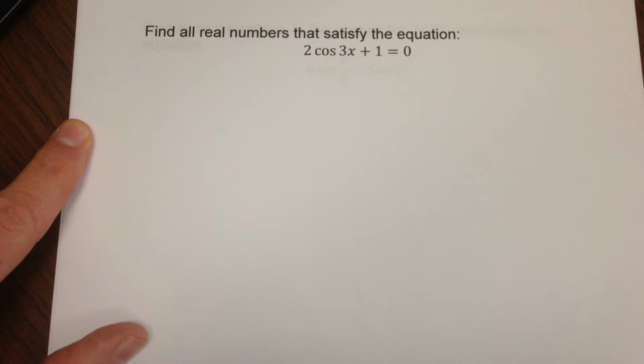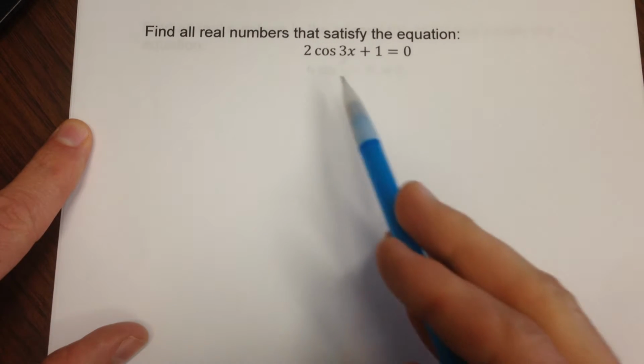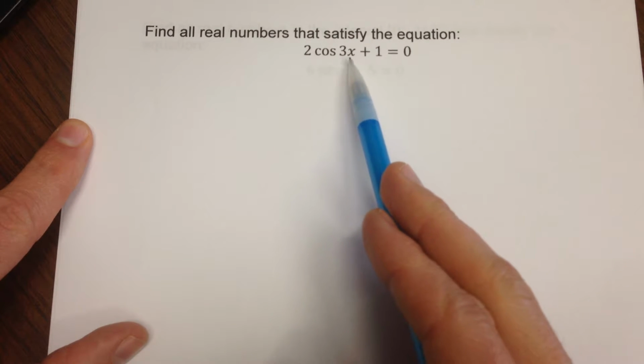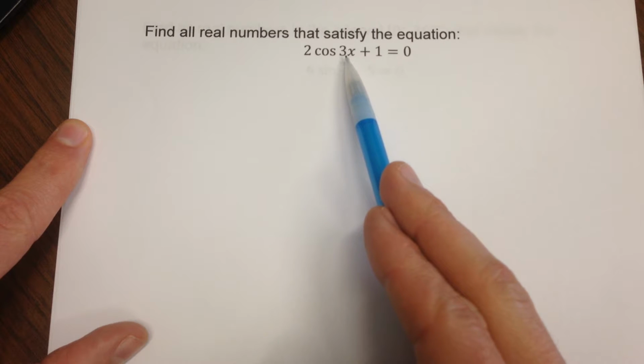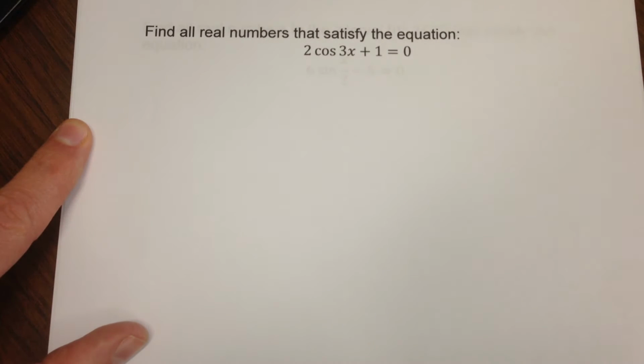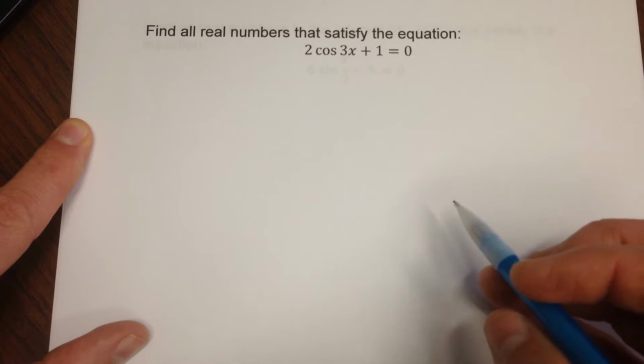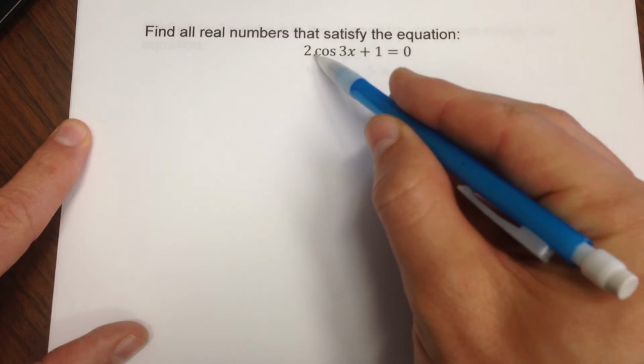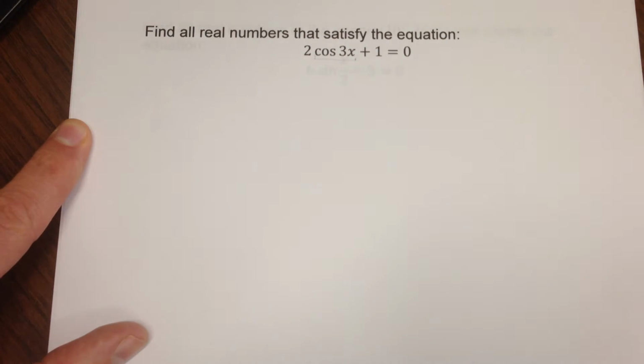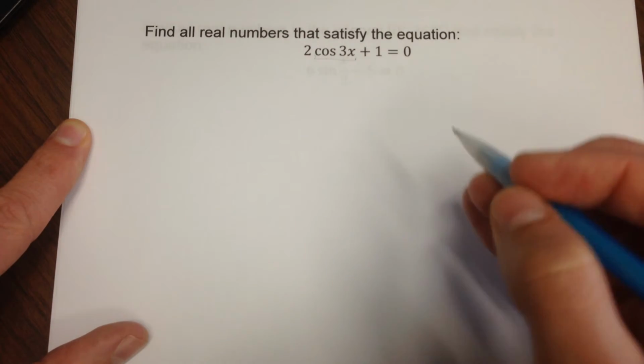Let's look at some problems involving solving trig equations, finding the solutions, where we have a multiple of x as the input for the trig equation. So find all real numbers that satisfy the equation 2 cosine 3x plus 1 equals 0. So the first thing to do is to get cosine of 3x on a side by itself, to isolate it.